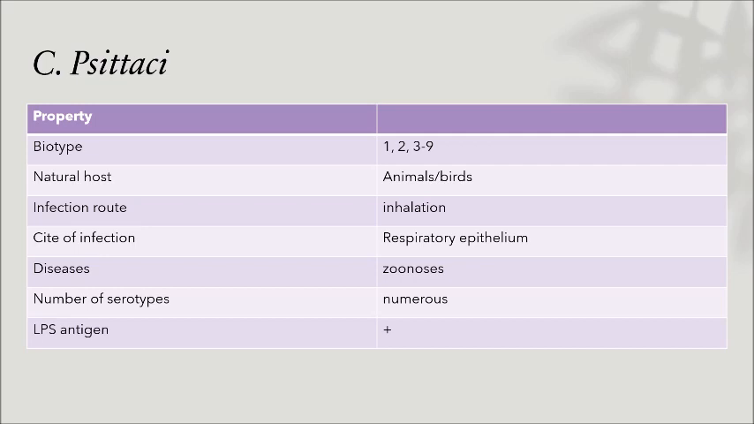Since C. psittaci is found in birds, those who have a lot of exposure to birds are the most at risk of contracting an infection. Ornithosis can be treated with antibiotics like tetracycline, but if left untreated, can lead to death in some cases.